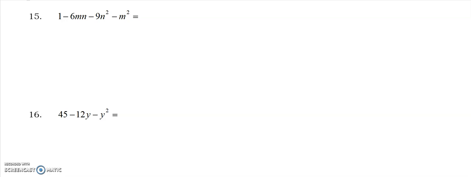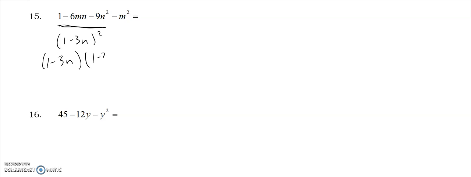Number 15, it's got 4 terms, so it's a grouping problem. It's either a 2x2 or a 3x1. It looks like it's a 3x1, but I have to tell you, if you look at this right here, a lot of you might think it factors into this. And that is not quite the case. So let me go through.